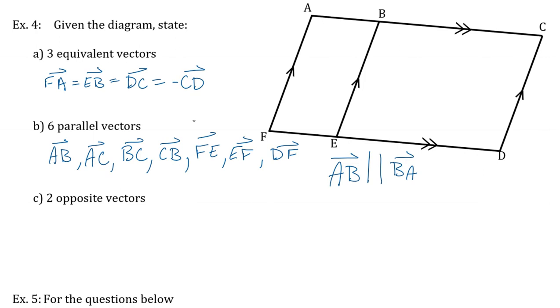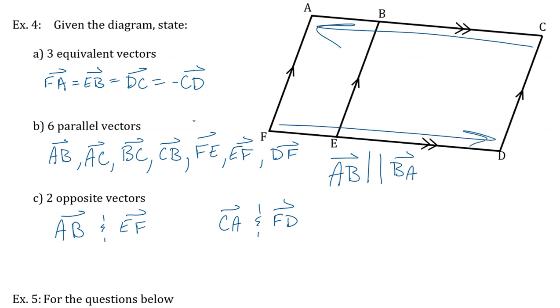Okay, and then 2 opposite vectors. So we're not just saying two vectors in opposite directions. That's another question that you could ask. Two vectors that are in opposite directions, but this means two opposite vectors. So AB, and AB went this way, is opposite of EF because they're the same length but opposite directions. Or CA is opposite FD. So CA goes this way and FD goes that way. They're parallel, so they are in opposite directions, and they're the same magnitude, so they are opposite vectors.